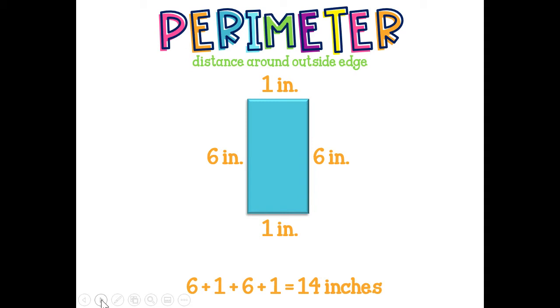And perimeter is very similar to the fence in your backyard. Think about how the fence is bordering just the edge of your yard.